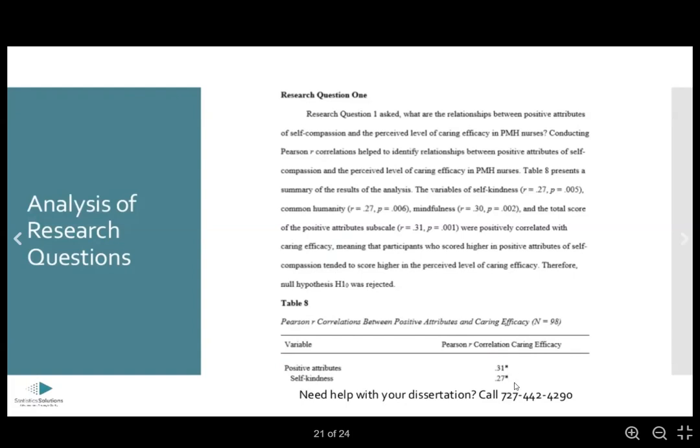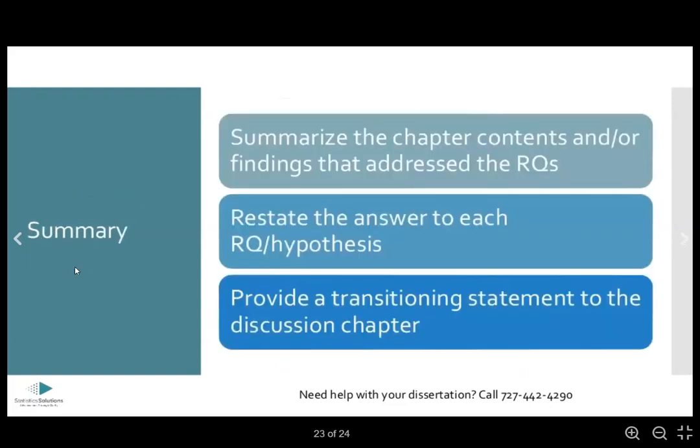And here's an example of how you might note that. If you have a lot of variables in a table, it may be helpful to put stars for any variables where there is a significant finding to help the reader quickly understand what was significant here.